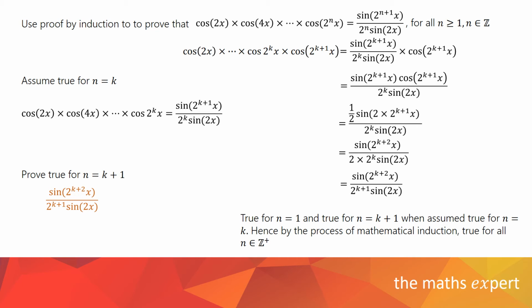So the key point of this, summarising, is that when you are performing proof by induction, or indeed any proof that involves trigonometric functions, then you need to think about identities.